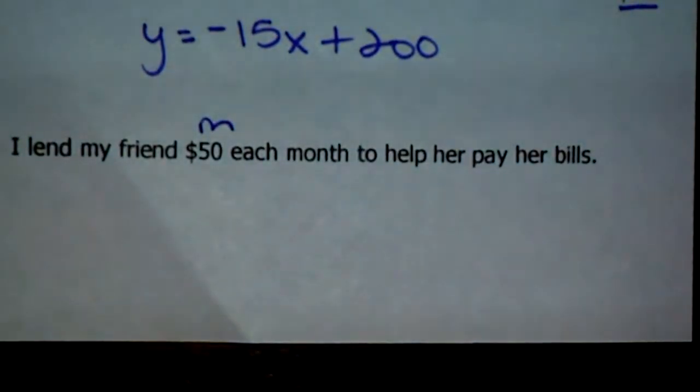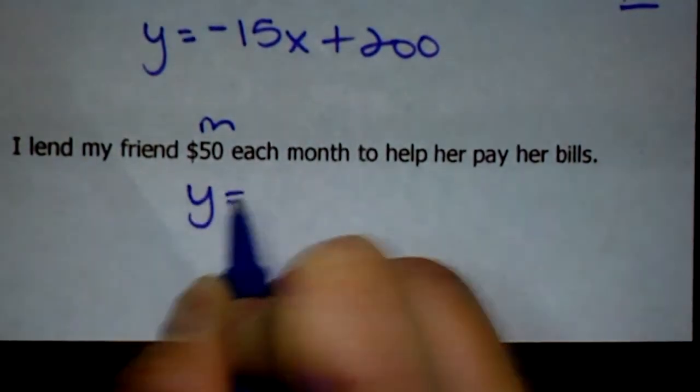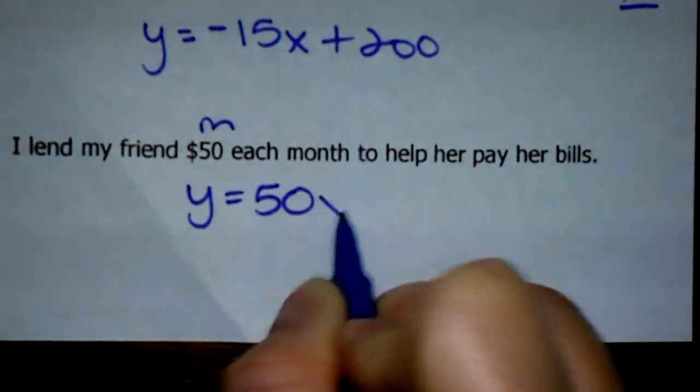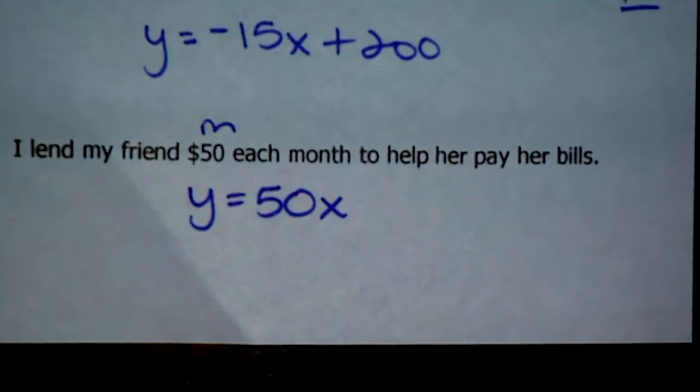And I guess you can look at this in 2 ways if you're trying to write an equation. Should the 50 be positive or negative? If you're looking at the total amount of money you give your friend, you would keep it positive. If you're looking at the amount of money you have left, you would look at it as negative. So I'm just going to look at this as the total amount of money I give my friend, which would be y equals 50 times the number of months that I have lent my friend money. The end. Good job.